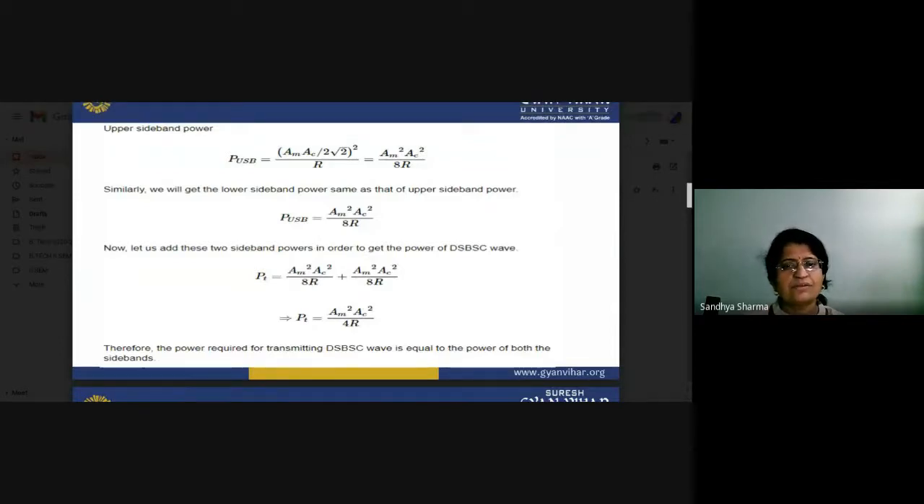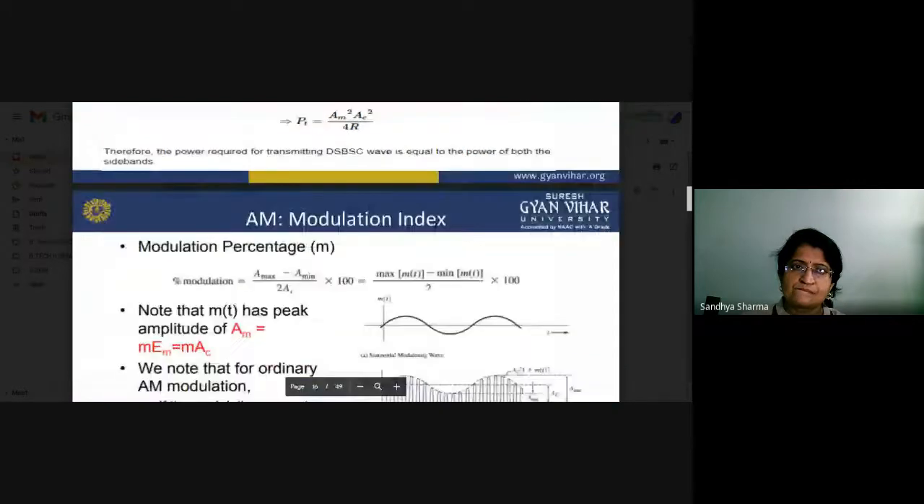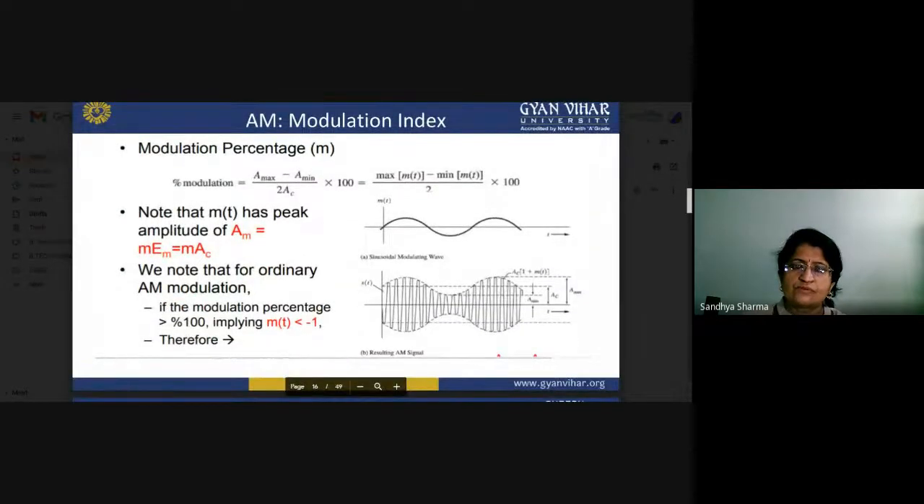The same power will be included in the lower sideband. So what will be the total power? Total power PT is equal to Am squared Ac squared upon 4R. So this is the total power which is required for transmitting the DSB-SC wave. So we can calculate the power in the lower sideband and also the power in the upper sideband. Both powers are added, then we can calculate the total power of that system.